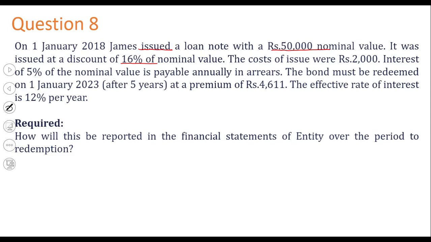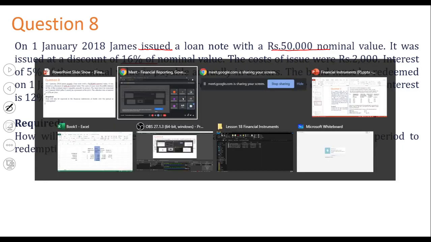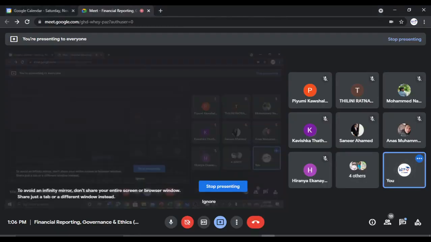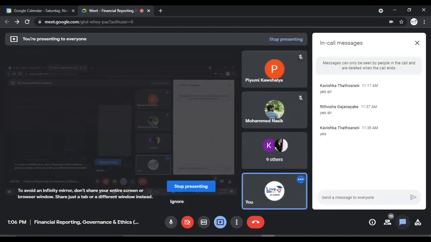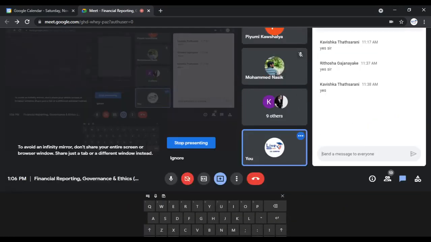Then at what price would I have issued this? 50,000 worth of a loan note. I am issuing at a 16% discount. How much is the discount? Calculate and tell me. Yes, Lamai. How much is the discount? 50,000 worth of liability I am issuing at a 16% discount. How much is the discount?